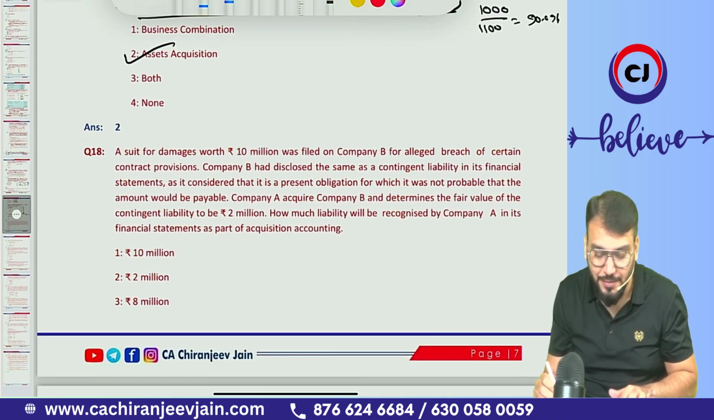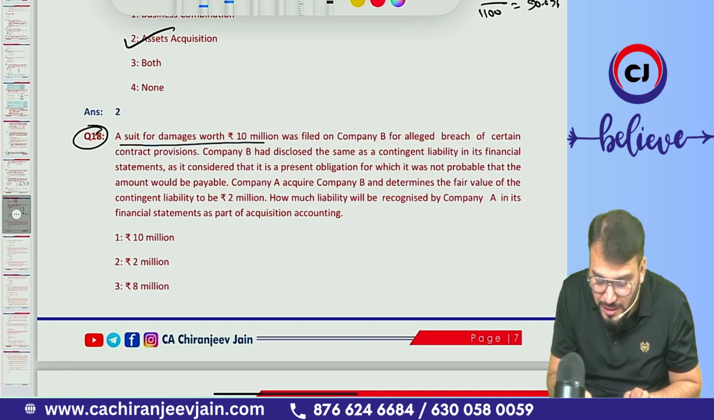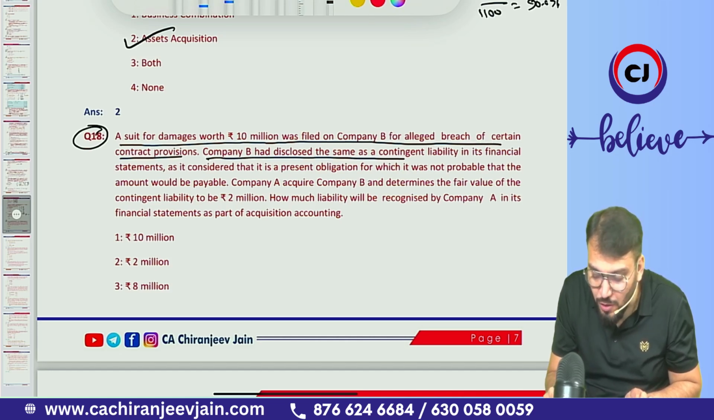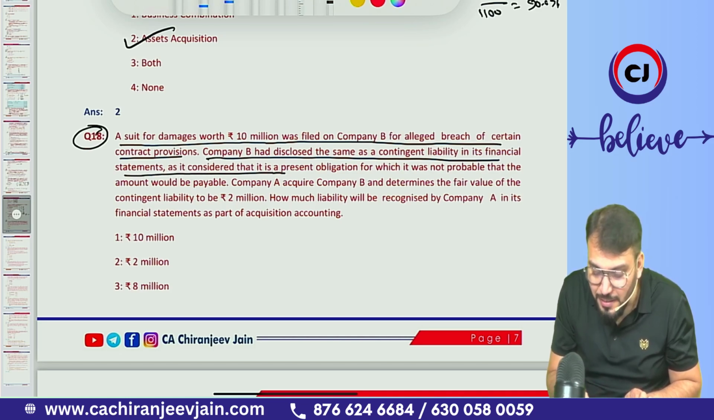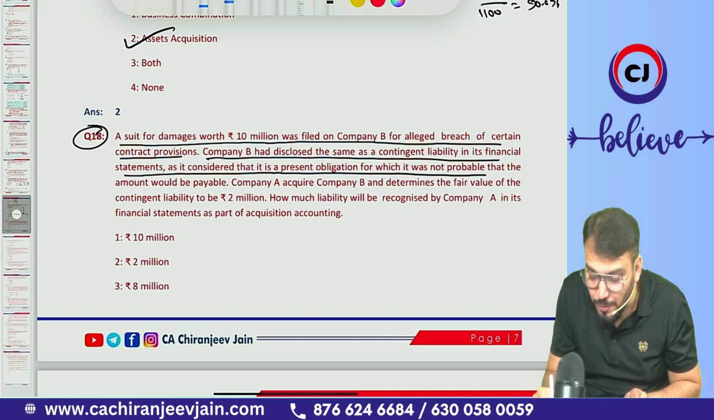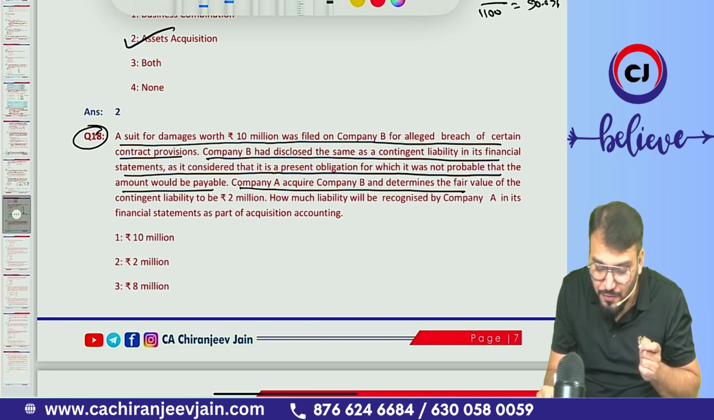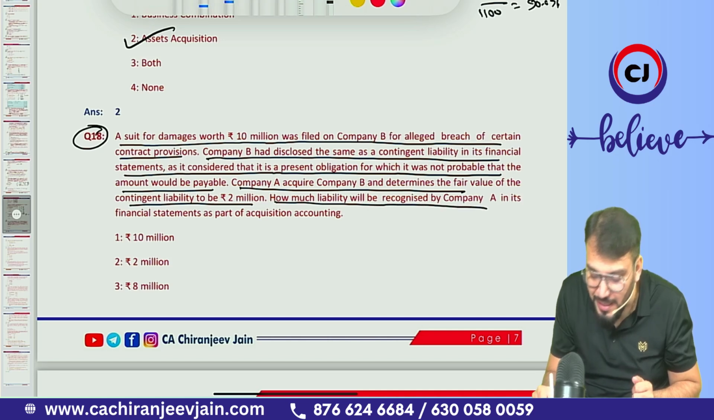Got this point? Yes, sir. Now coming to question number 18. A suit for damages worth rupees 10 million was filed on Company B for alleged breach of certain contract provisions. Company B had disclosed the same as contingent liability in the financial statement as it considered that it is a present obligation for which it was not probable that the amount would be payable. Company A acquired Company B and determined the fair value of the contingent liability as 2 million. How much liability will be recognized by Company A in its financial statement as part of acquisition accounting?